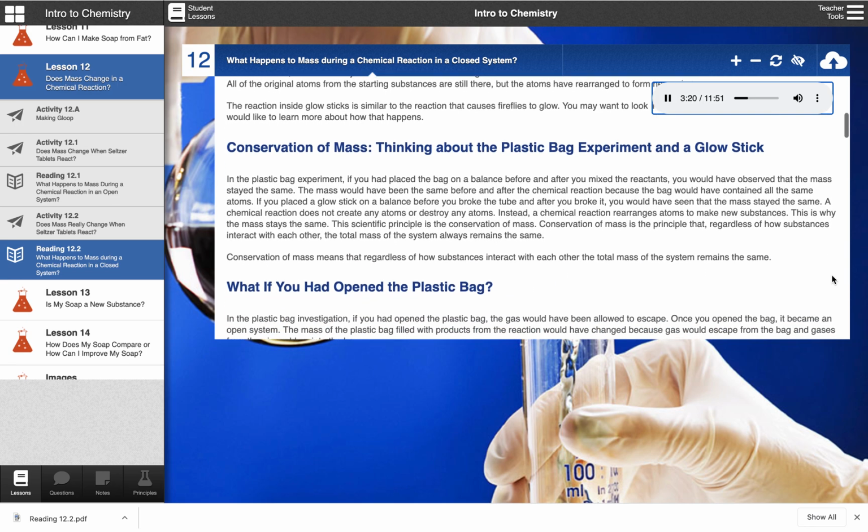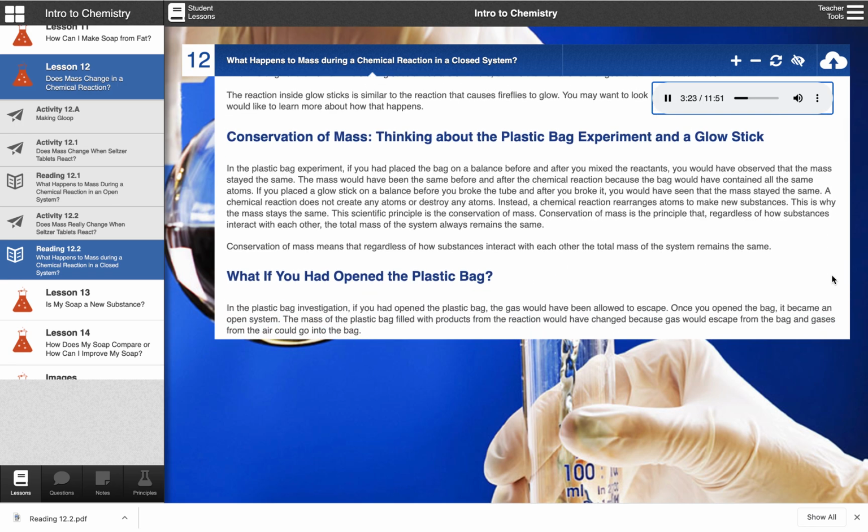Conservation of mass. Thinking about the plastic bag experiment and a glow stick. In the plastic bag experiment, if you had placed the bag on a balance before and after you had mixed the reactants, you would have observed that the mass stayed the same. The mass would have stayed the same before and after the chemical reaction because the bag would have contained all of the same atoms. If you placed a glow stick on a balance before you broke the tube and after you broke it, you would have seen that the mass stayed the same.